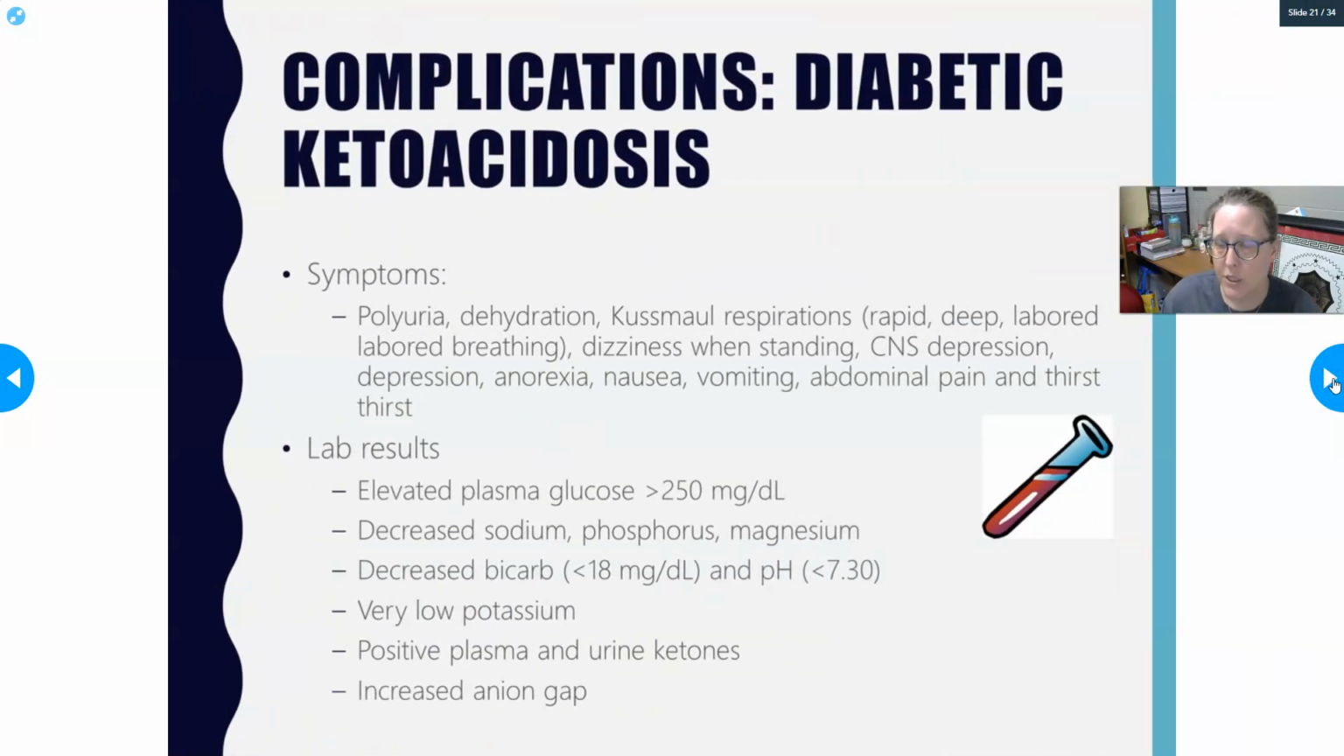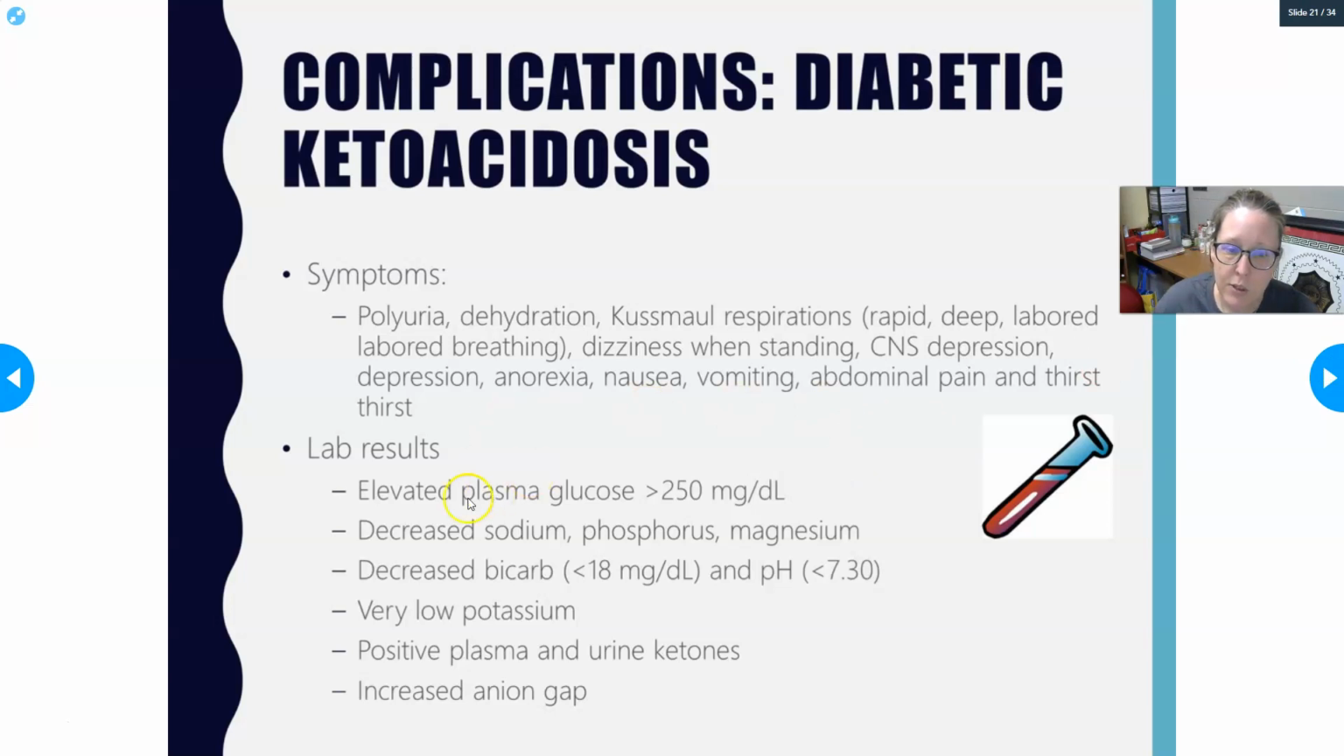The other complication, which is this one, continuing on diabetic ketoacidosis, the symptoms that you will see in diabetic ketoacidosis are going to be polyuria, dehydration, small respirations, which are rapid, deep, labored breathing, which are typical, again, of metabolic acidosis, dizziness when standing, central nervous system depression, anorexia, nausea, vomiting, abdominal pain, and thirst.